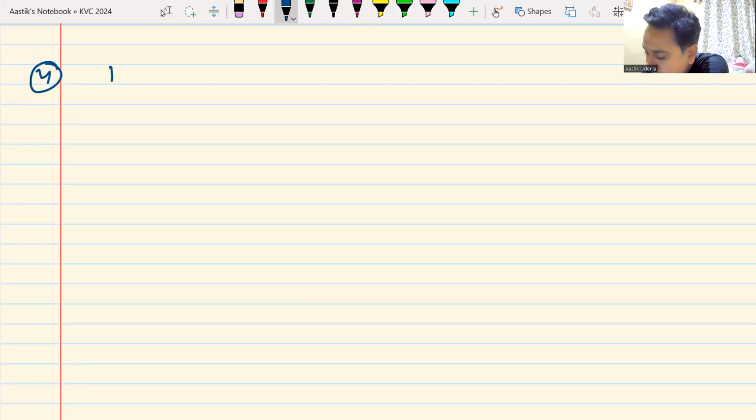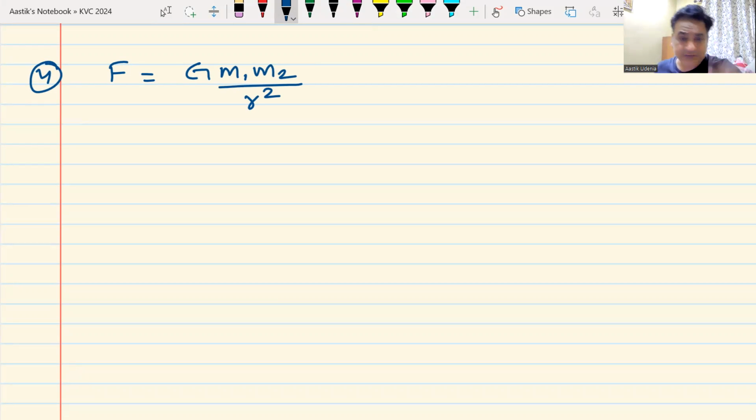confidence. F equals G M1 M2 by R square. I hope all of you are familiar with this equation. Yes or no? Familiar with this equation? So I may not tell you what is F, but still I'll tell you. F is force, known. M1 and M2 are masses. This is the formula for universal law of gravitation. M1 and M2 are masses, my dear friends, and R is the distance between them.